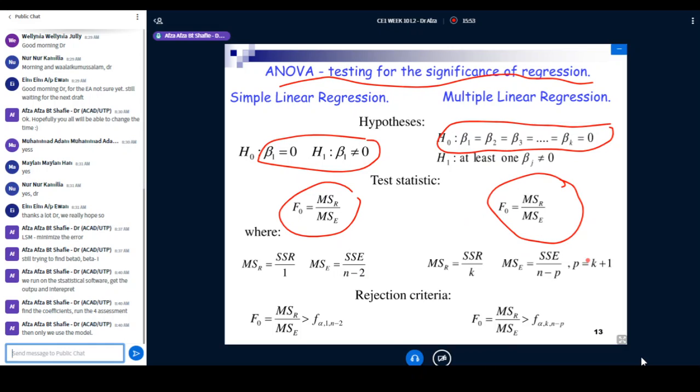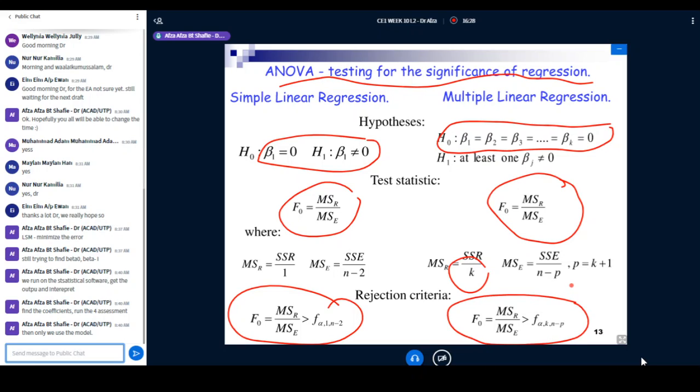In this case, we have to change a little bit because we now have more than one. So the ANOVA will still be SSR divided by how many independent variables we have. Let's say we have 3, then this will be divided by 3. And MSE is SSE over n minus p, where p is equal to k plus 1. Finally, this is the F that we are interested in, and we compare that with the table.